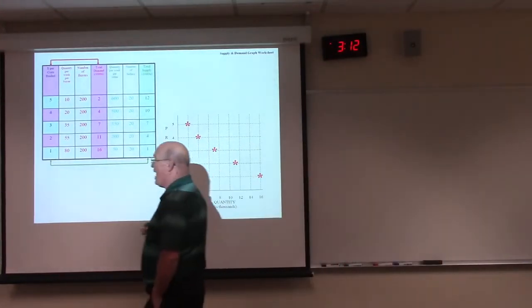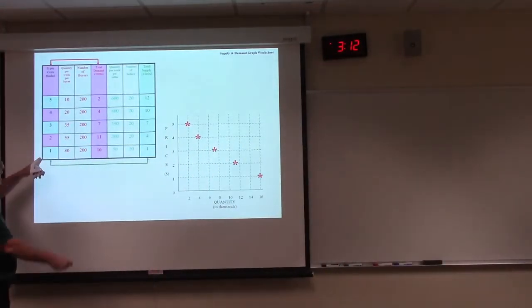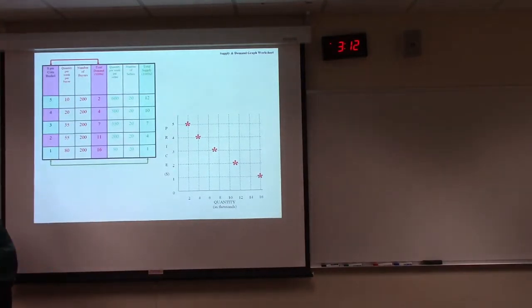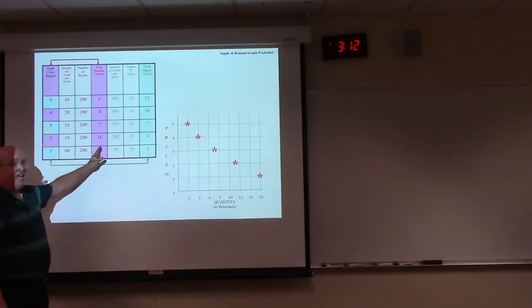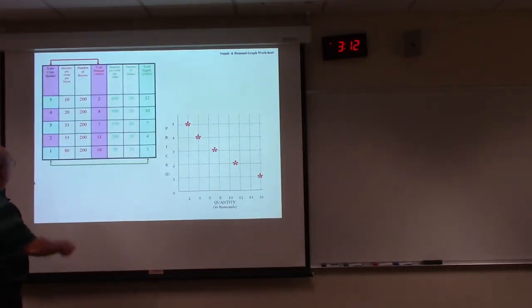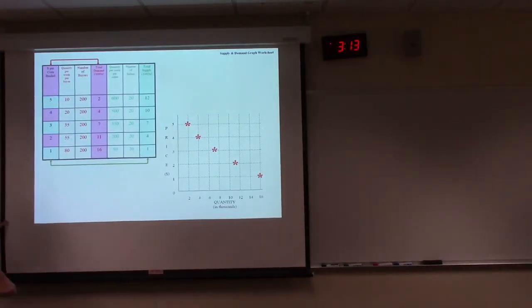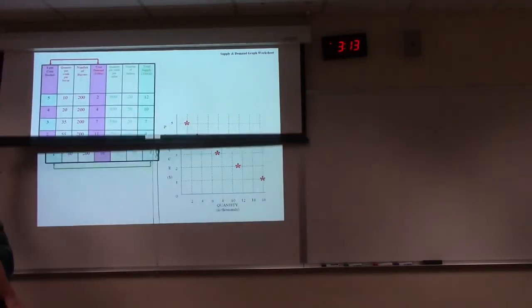So on your graph, you've got 1, 2, 3, 4, 5 on the side here. Okay? You've got total demand right here. So we simply go at $5, and let me make this a little easier here for a second.